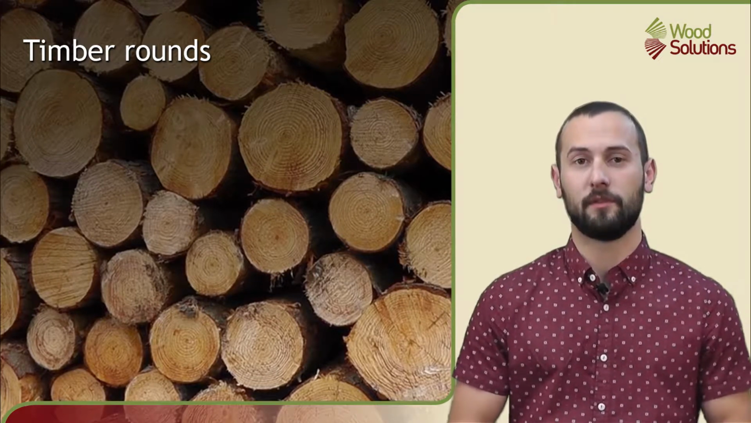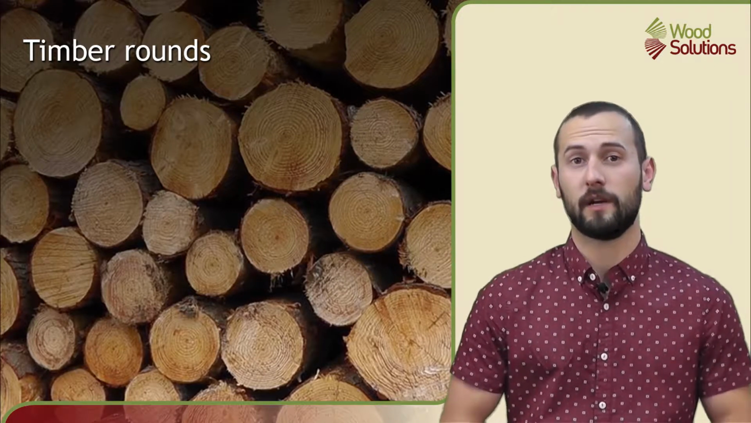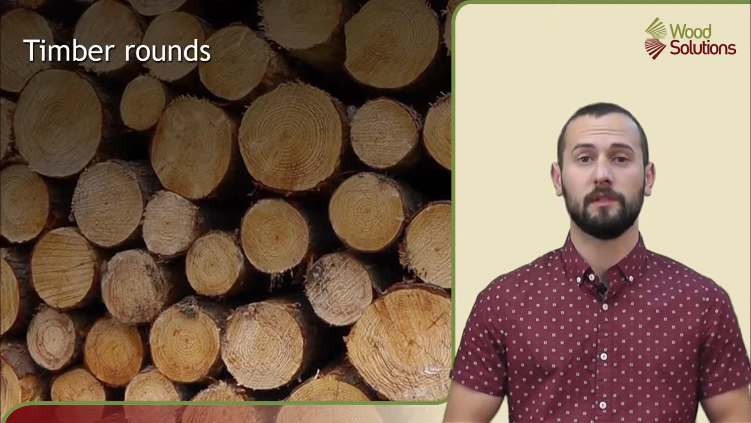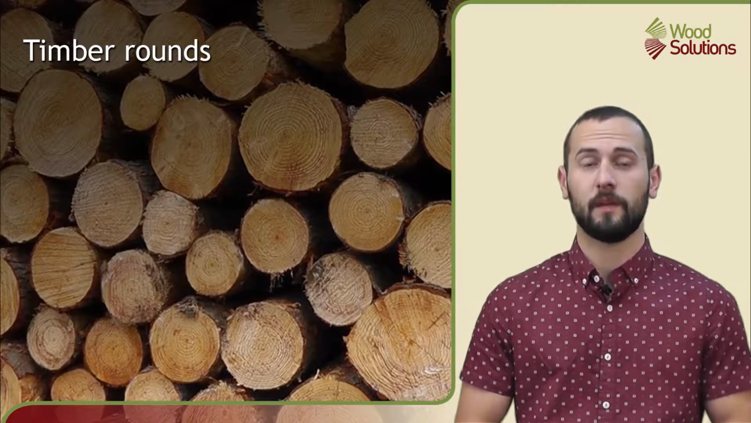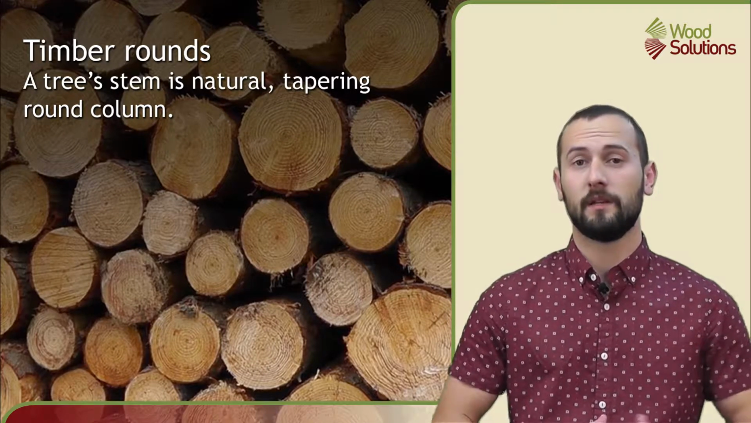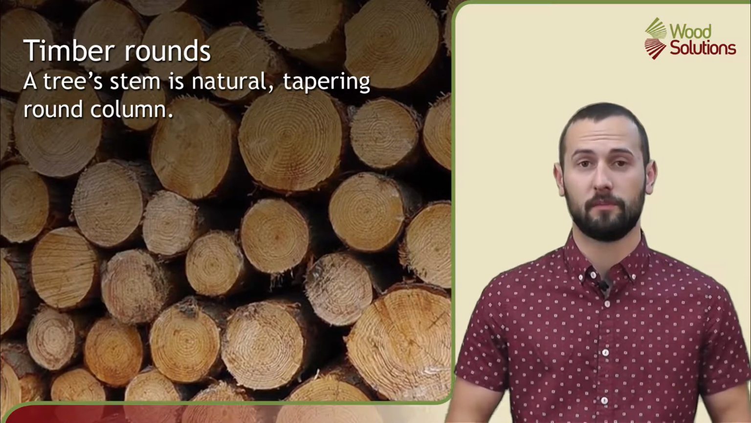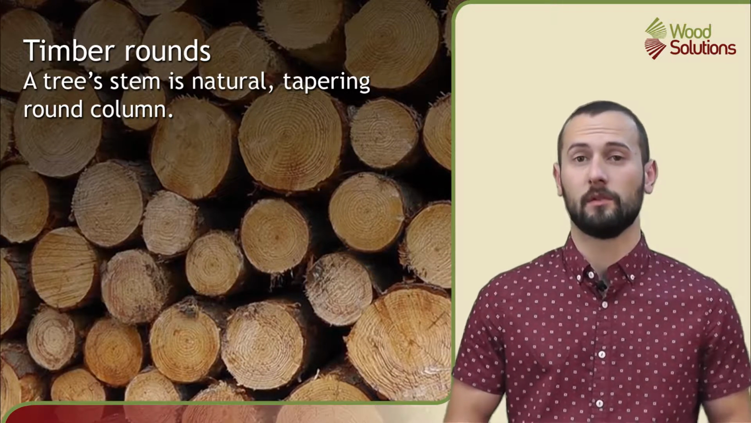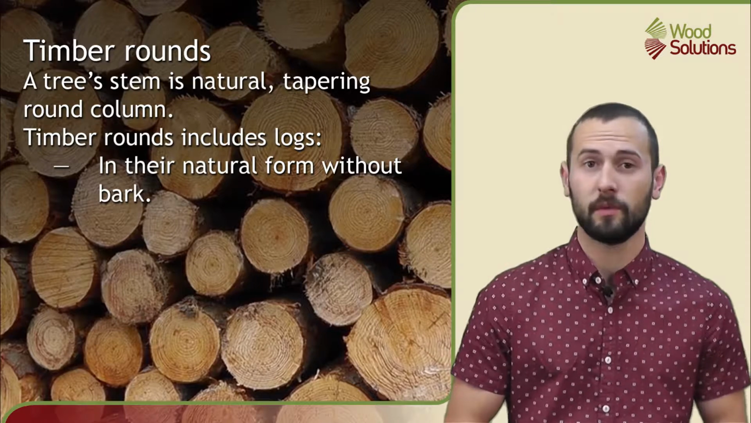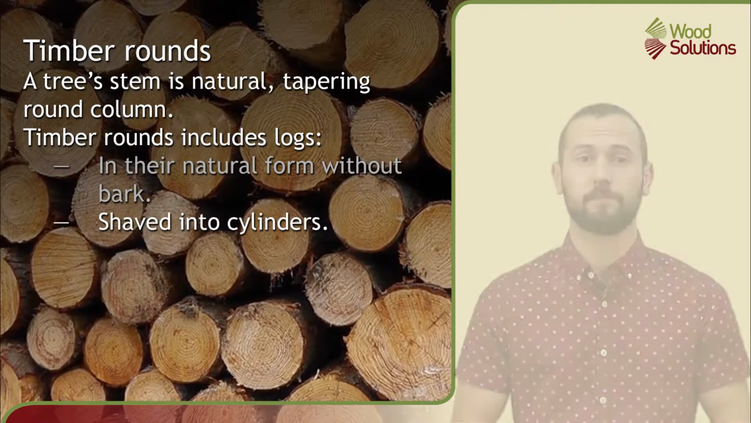After a log is recovered from the tree, it can become a useful round product with potentially minimal preparation, or be milled into other wood products. A tree stem is naturally a tapering round column. Timber rounds are the simplest form of timber product. They include logs either in their natural form, usually with the bark removed, or shaved into cylinders.